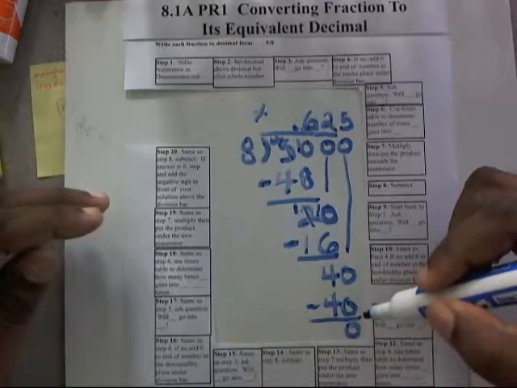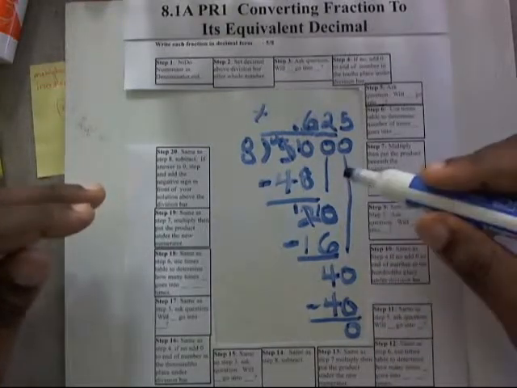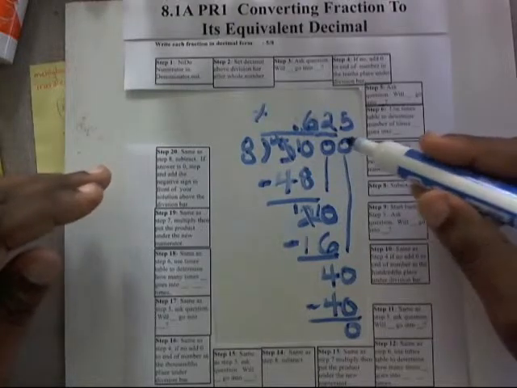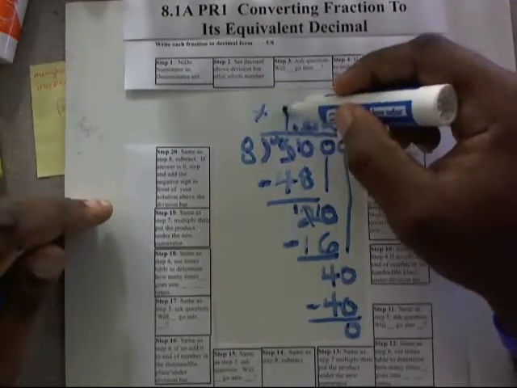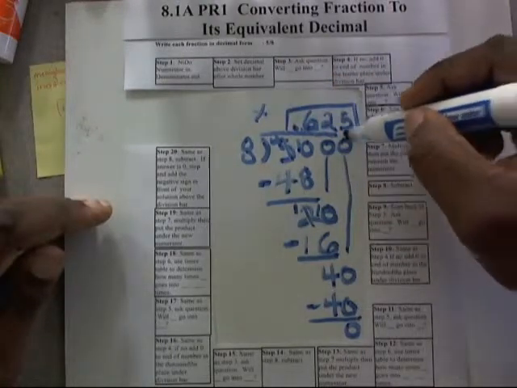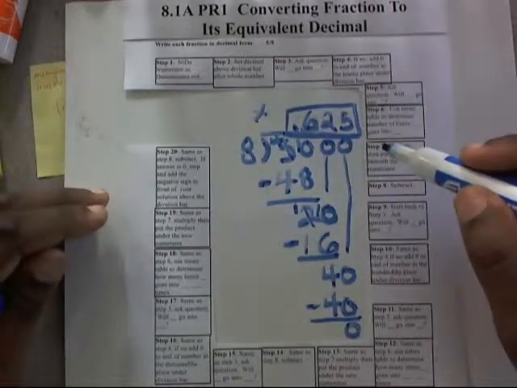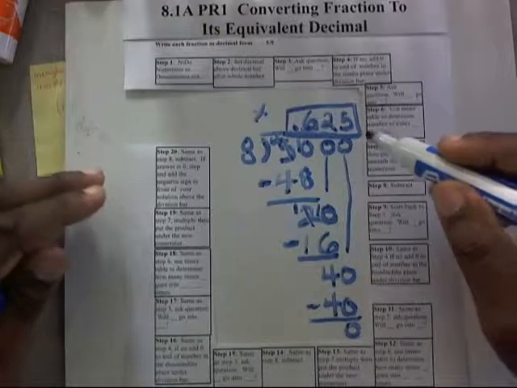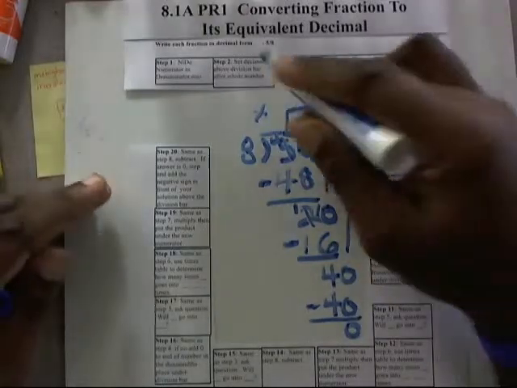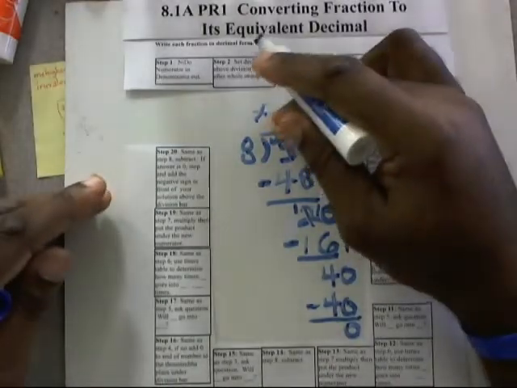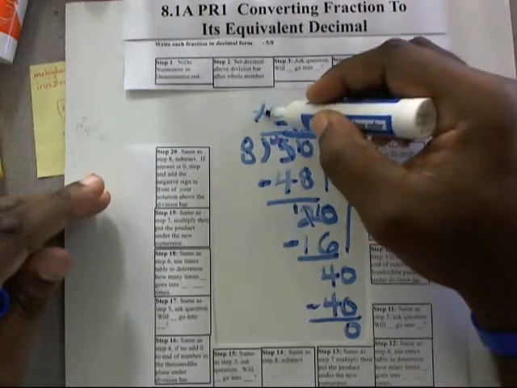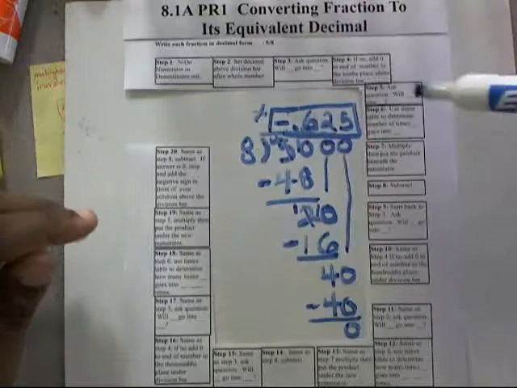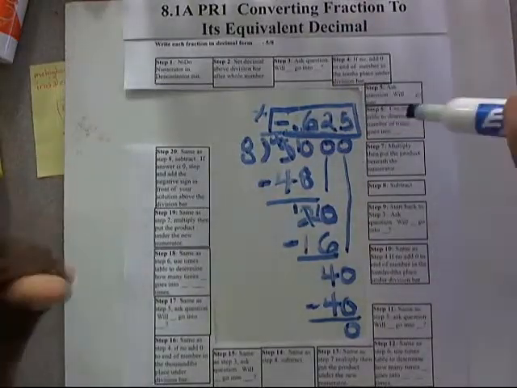So since it is 0, this will conclude my problem. So my answer is 0.625. Since it is negative, I have to add the negative sign along with it, because it is equivalent to -5/8. So this is my answer.